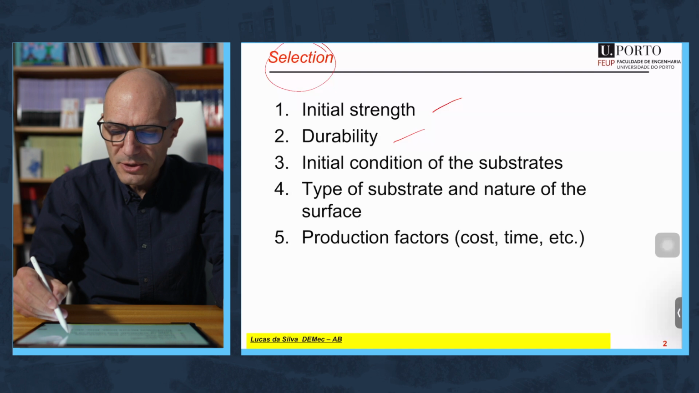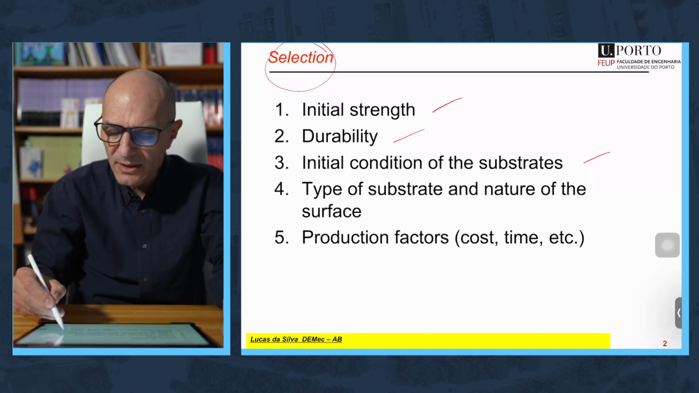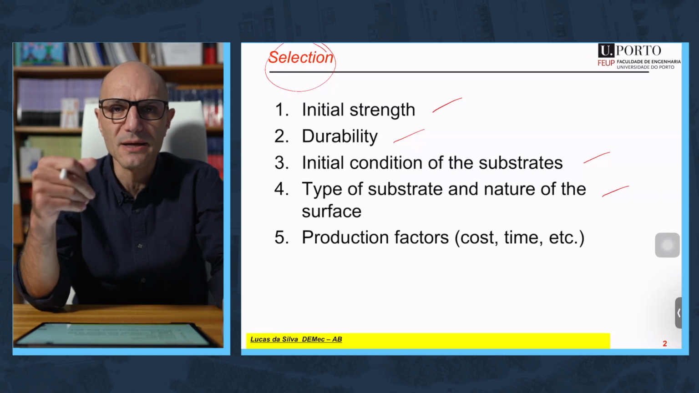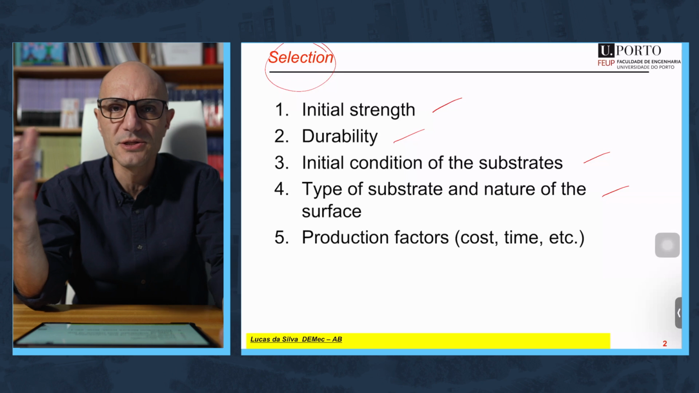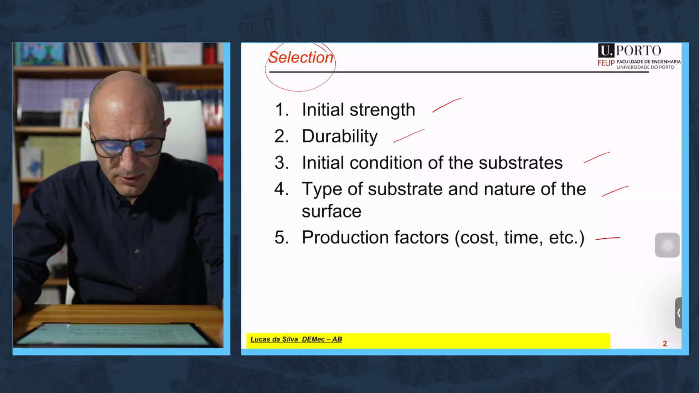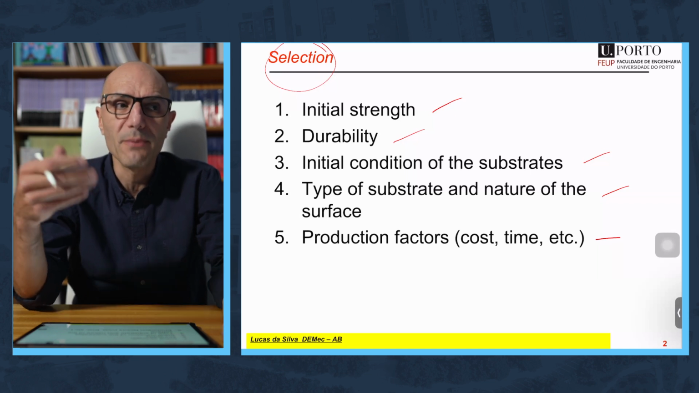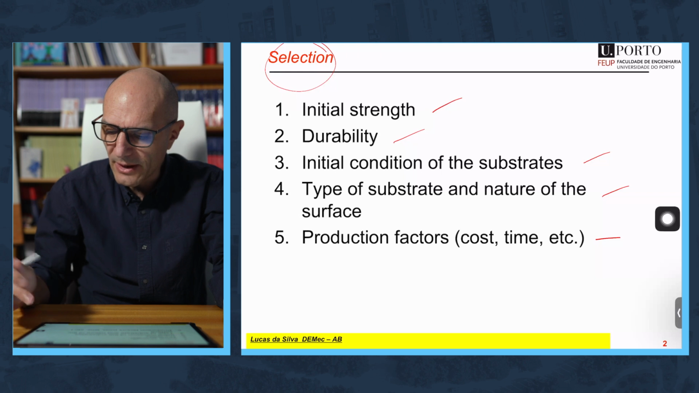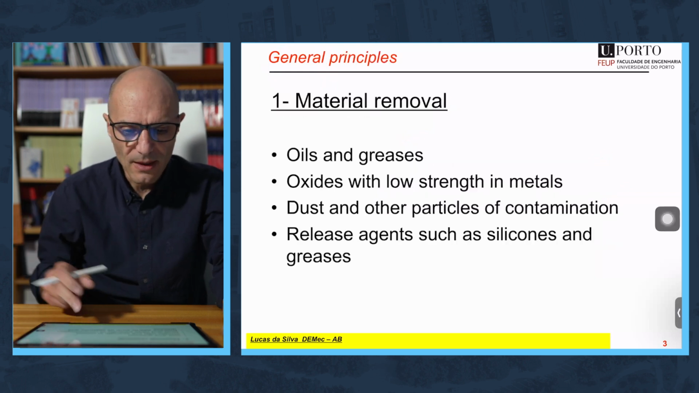What is the initial condition of the substrate? Very oily or already clean? What type of substrate? We are talking about a polymer, a metal, a ceramic. We have completely different techniques, strategies for different types of substrates. And finally, of course, very important, production factors. How long do we have? How much money do we have? This, of course, also will have an impact on the surface treatment that we choose.